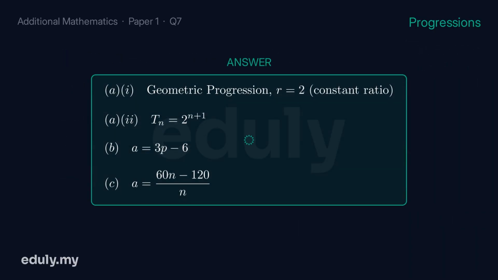Here are the 4 answers. Part A, Roman 1, this is a geometric progression because the common ratio is 2 throughout. Part A, Roman 2, the nth term is 2 to the n plus 1. Part B, a equals 3p minus 6. Part C, a equals 60n minus 120 all over n.